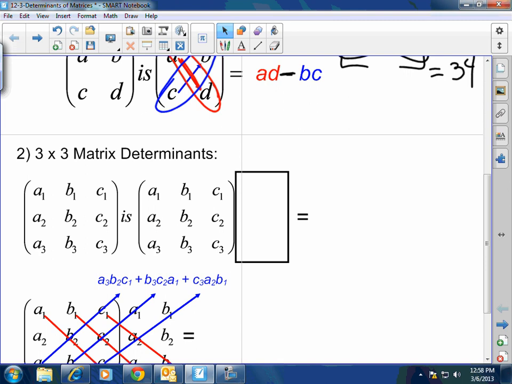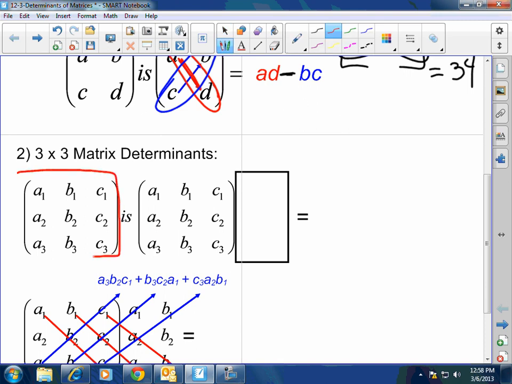Now, for a 3 by 3 matrix, we have a 3 by 3 matrix here. This is our matrix. And our determinant is going to be set up like this. You have the matrix that you started with, okay? But this is a little bit of a trick. There's a much longer process to this. I'm not even going to teach you that process because I don't like it and I don't find it efficient. This is the best way to do it.